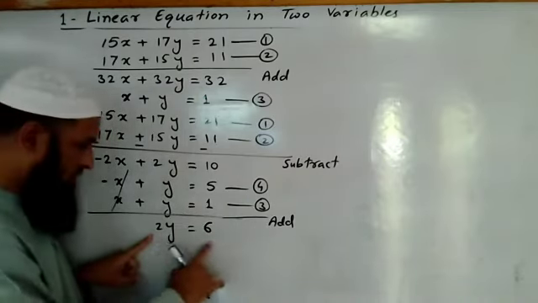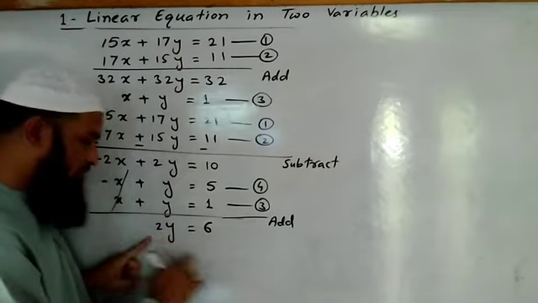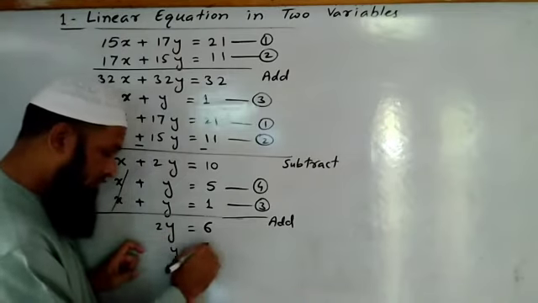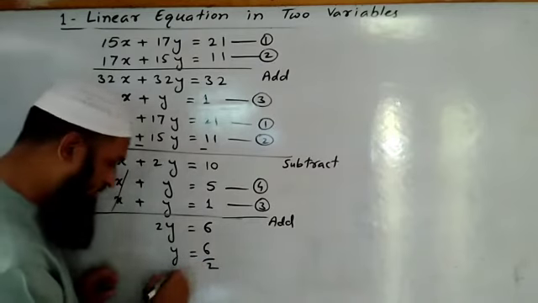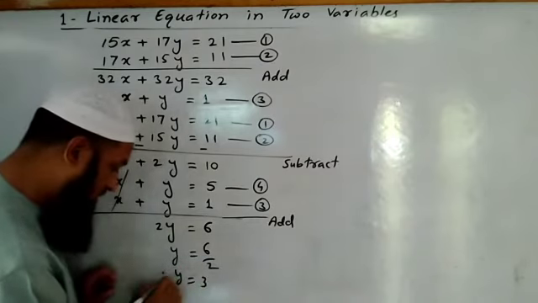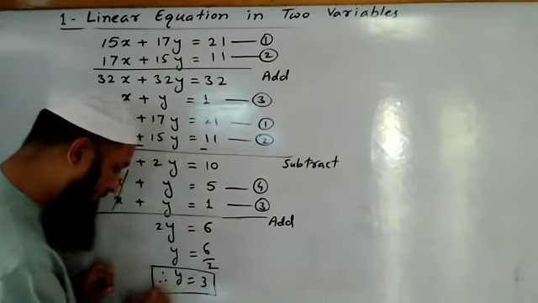Now this 2, so what we get? 2y is equal to 6. 2 goes right, becomes division. So 6 upon 2. 2 ones are 2, 2 threes are 6. So y is equal to 3. Very easily we got the value of y.